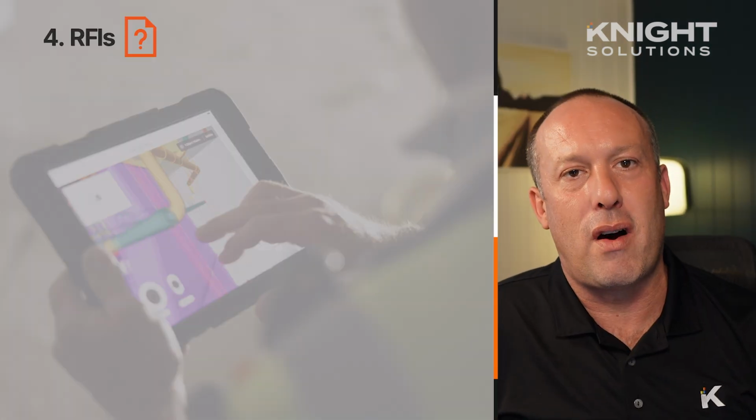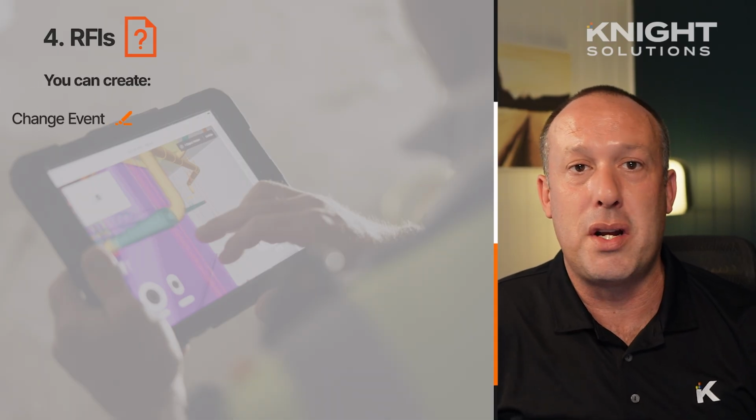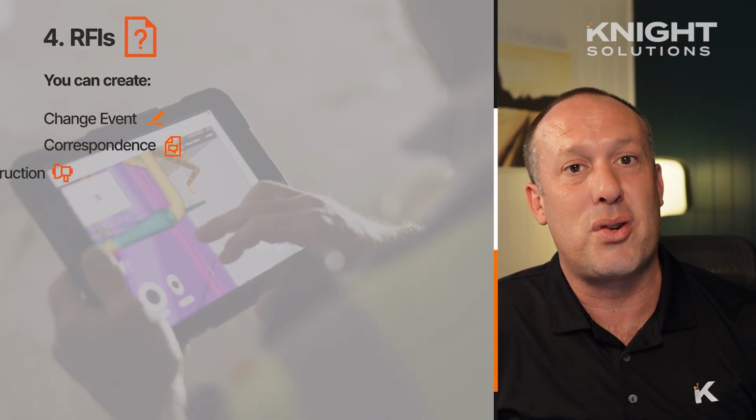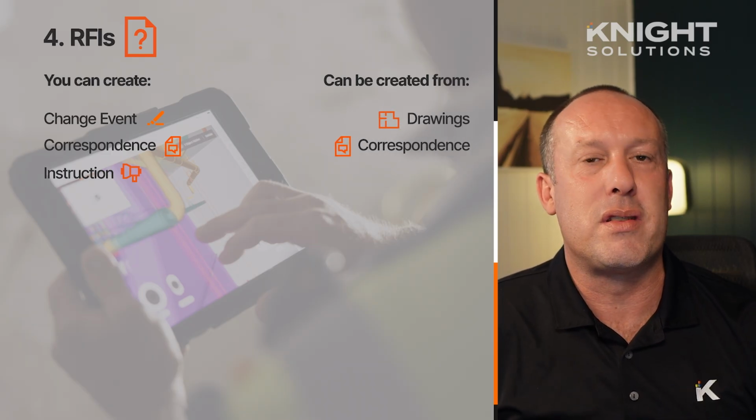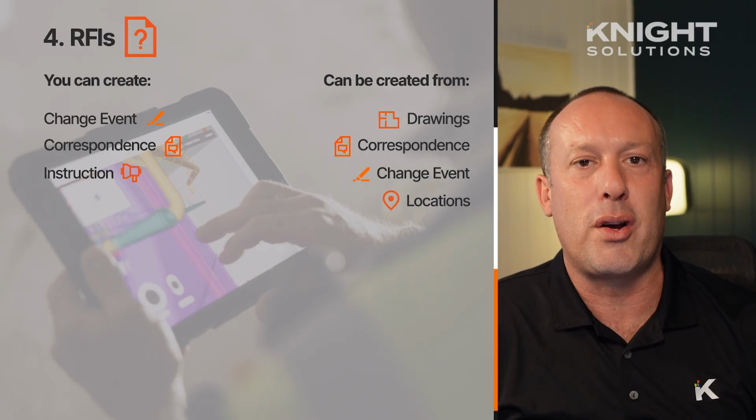Number 4 is RFIs. You can create RFIs from change events, correspondence, and instruction. And you can also create RFIs from drawings, correspondence, change events, and locations.